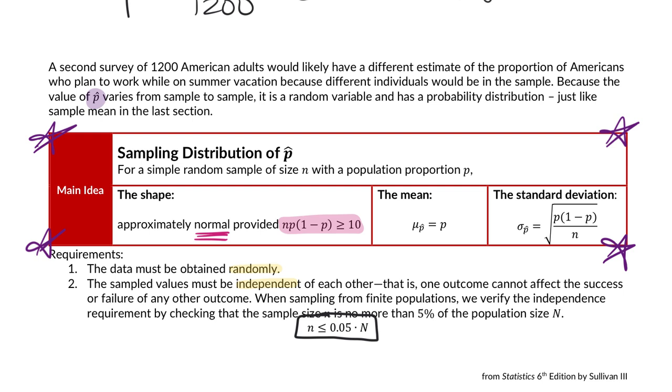So if we were doing something with Mesquite High School students, our population size would be the total student count. And if I only surveyed this class, that would be 11 people. We'd make sure that 11 is less than or equal to 5% of the entire student body, and it would be considered to be independent. Those are the requirements there.